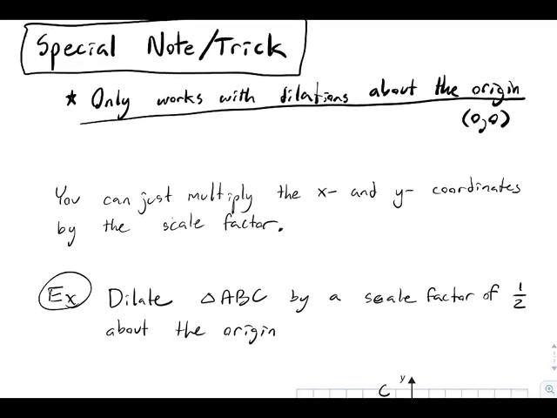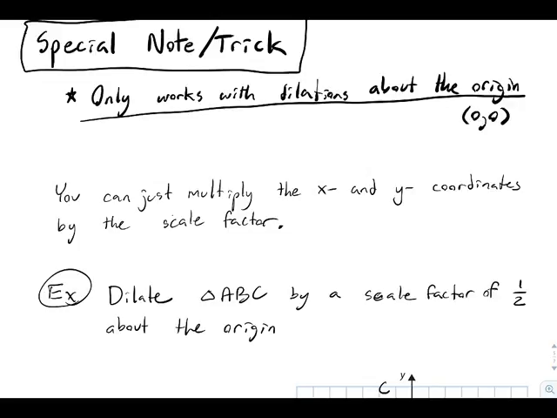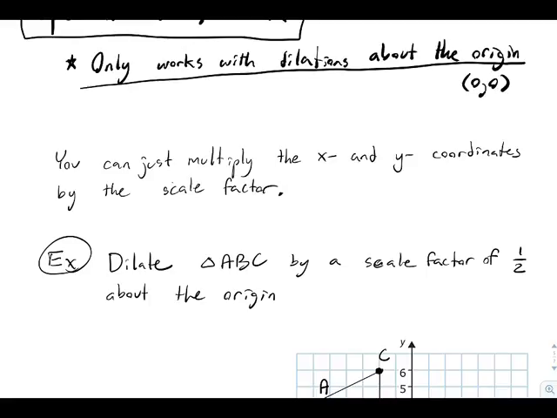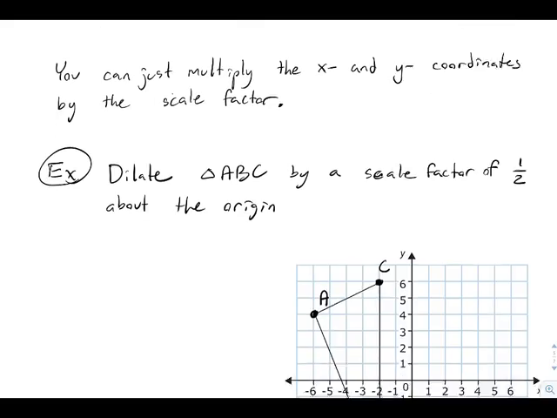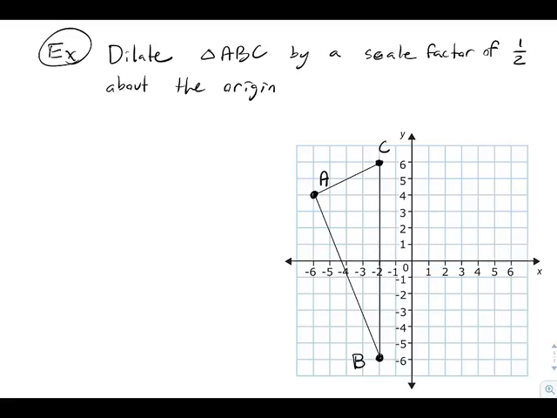One trick that only works when you're doing a dilation around the origin, or (0, 0), is you can just multiply the x and y coordinates by the scale factor, which is essentially what we just did. So if I wanted to do this by a scale factor of 1/2 about the origin, I could say, okay, well, this point is (-2, 6). And I could just multiply both of those by 1/2, and I'd get that that's (-1, 3) if I make it half as far away from 0. So now (-1, 3) is right here for our C prime.